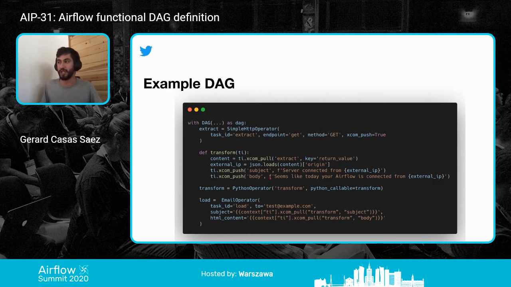Some things to mention here: on one side you can see the Python operator, you need to pass it the transform, and then you also need to get the task instance to XCom pull, and then you need to XCom push. This is not super great. When I need to write this, I need to know what XCom is, and I need to know that I need to pull and then push.